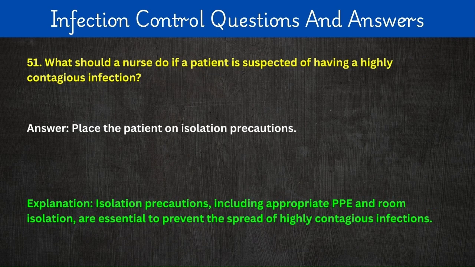51. What should a nurse do if a patient is suspected of having a highly contagious infection? Answer: place the patient on isolation precautions. Explanation: isolation precautions, including appropriate PPE and room isolation, are essential to prevent the spread of highly contagious infections.